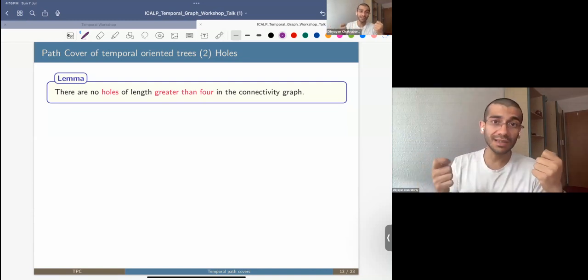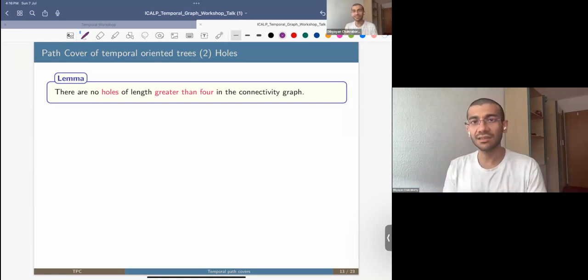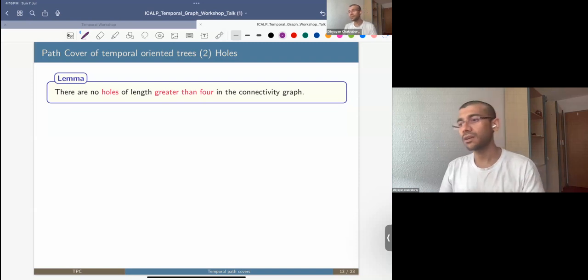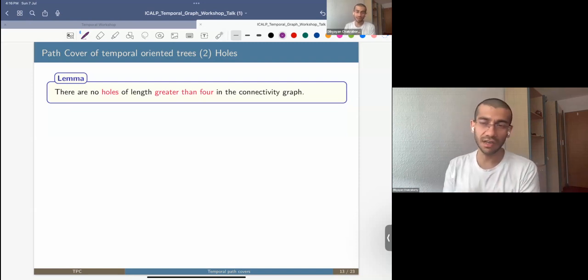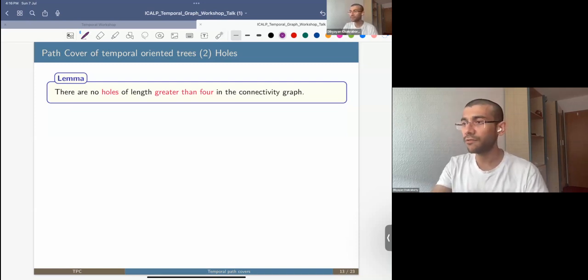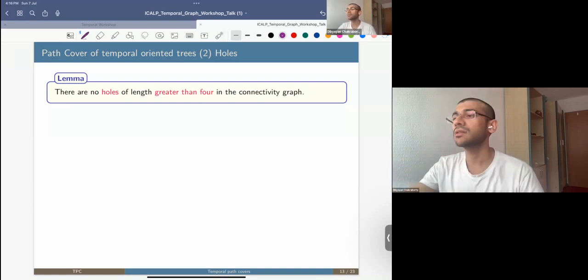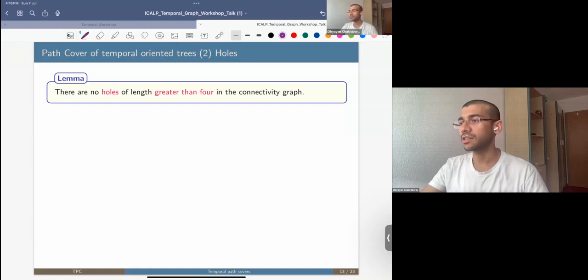Now, maximum independent set in the connectivity graph actually gives a maximum anti-chain set in the temporal tree. So we also have the Dilworth property here. I will give you a very brief proof sketch of how we show it's a weakly chordal graph. First, we show that there are no holes greater than 4 in the connectivity graph.